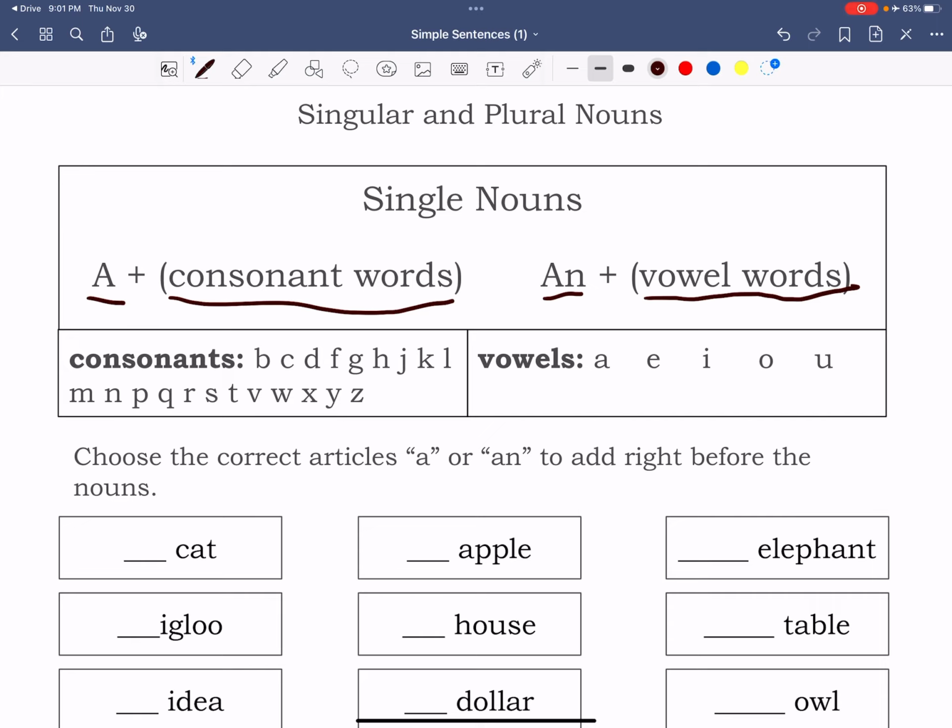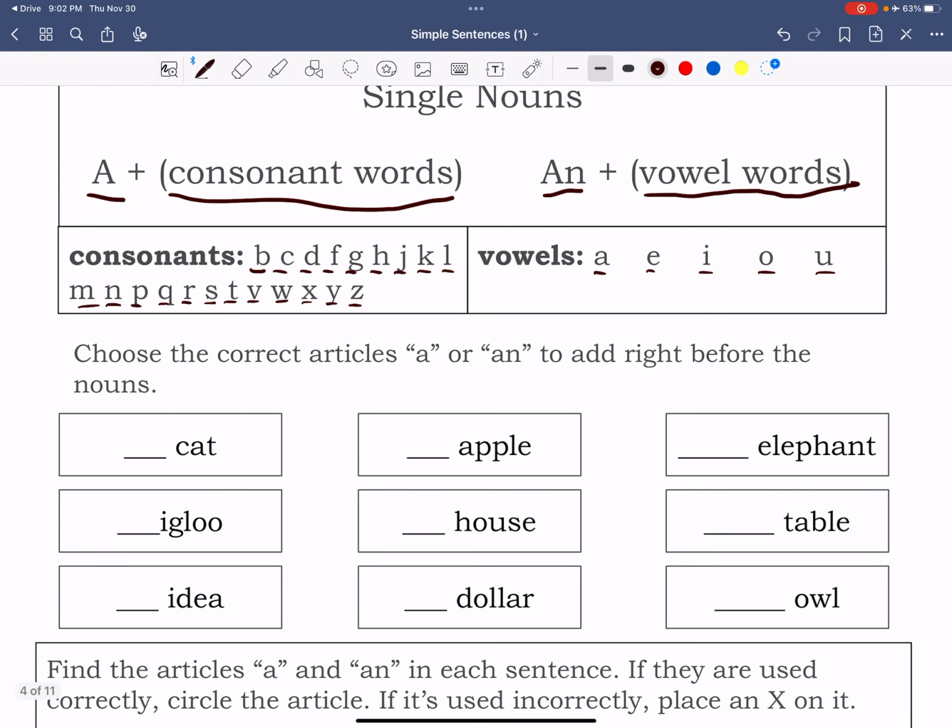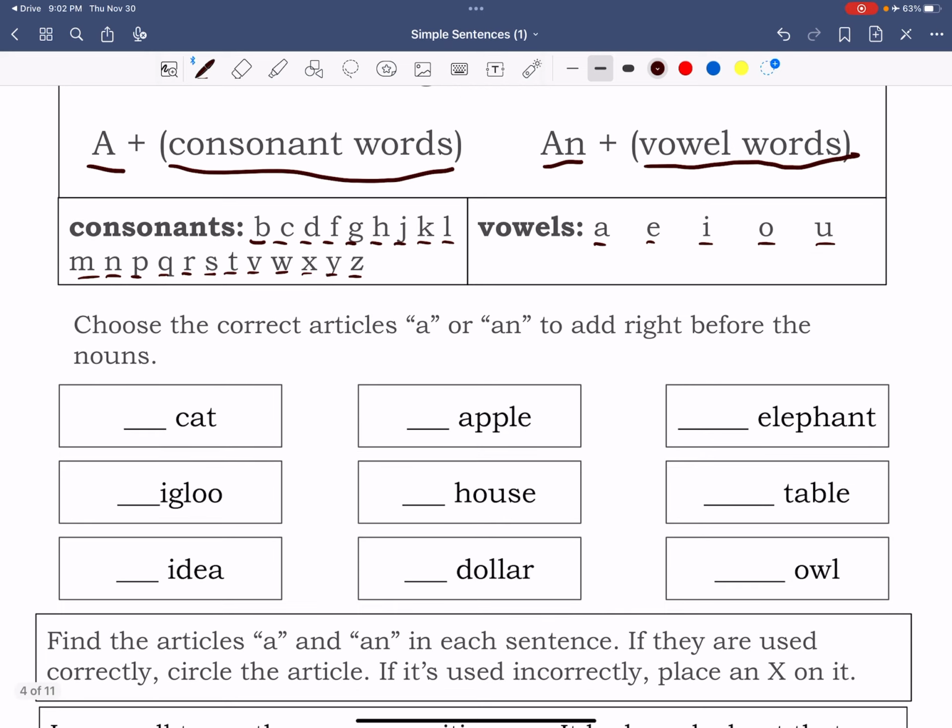What is a consonant? A consonant is a letter that is not a vowel. So they are B, C, D, F, G, H, J, K, L, M, N, P, Q, R, S, T, V, W, X, Y, Z. And the vowel is every other letter. So A, E, I, O, U. Those are our vowels. So now that we know what a consonant is and a vowel is, we can go ahead and apply the skill. So let's go ahead and get started.